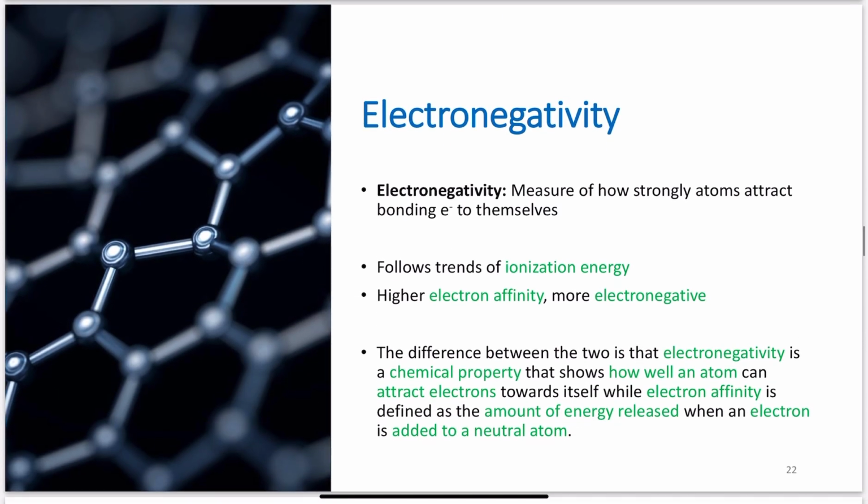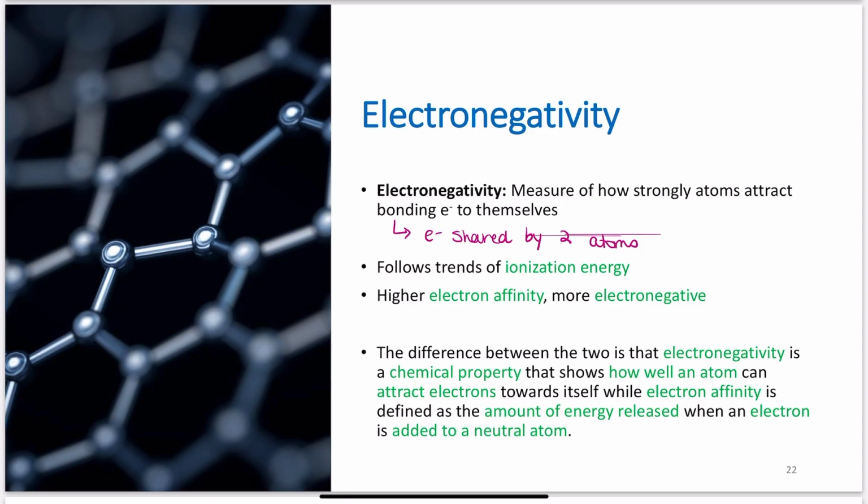To determine how the bond is going to behave, though, we look at the electronegativity of the species. Electronegativity and electron affinity are two different things, and we'll talk about that on the bottom here. But electronegativity is defined as the measure of how strongly atoms attract bonding electrons to themselves. So the electrons in a bond are shared between two different atoms, and how likely is it for something to pull those electrons towards itself?